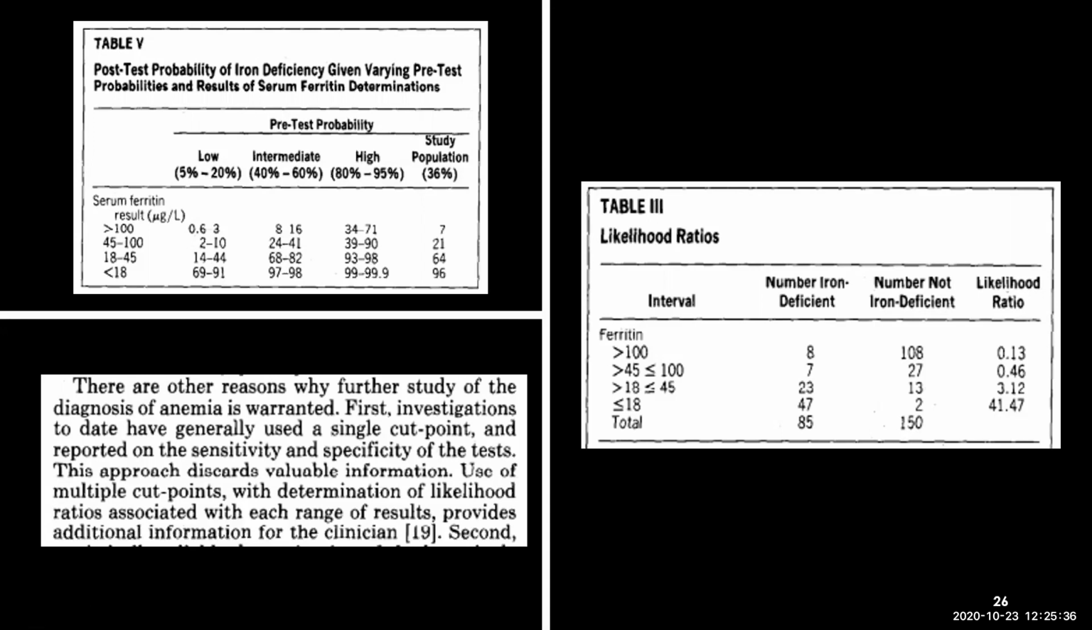And we're like, well, duh, 18 is really low. Of course they have iron deficiency anemia. But then any value in between 18 and 45 gets you a likelihood ratio of 3. What I'm trying to say is between 3 and 41, there are a lot of likelihood ratio values that are not represented, right? And so think critically.